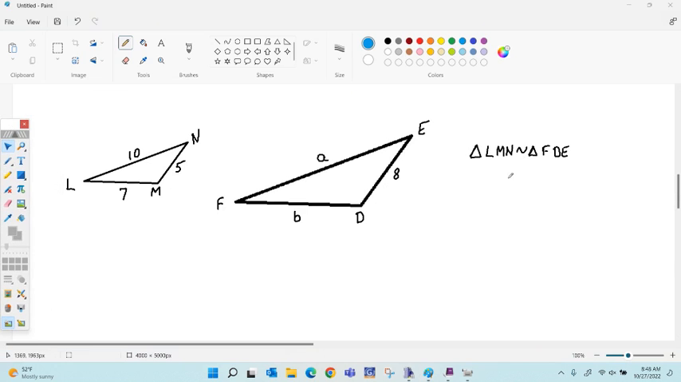Notice the notation here: triangle LMN and triangle FDE are similar. So that means our sides are going to be proportional. Once again, we're going to compare the triangle on the left to the triangle on the right. We need to figure out what sides both have numbers on them in the same position. Eli, what do you see? 5 and 8. Good. The 5 goes with the 8.